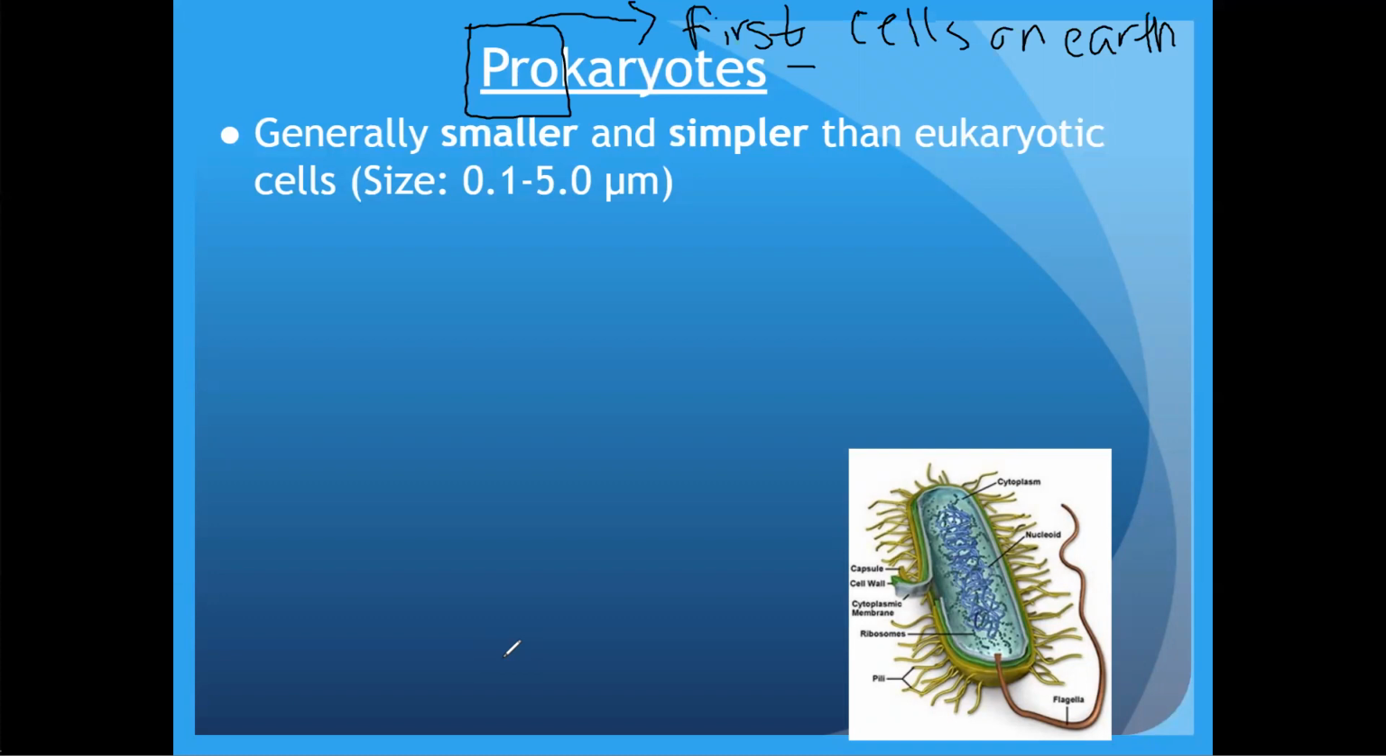Okay. Prokaryotes are generally smaller and simpler than eukaryotic cells. So prokaryotes are generally smaller and simpler. They're about 0.1 to 5 micrometers long. This means micrometers.